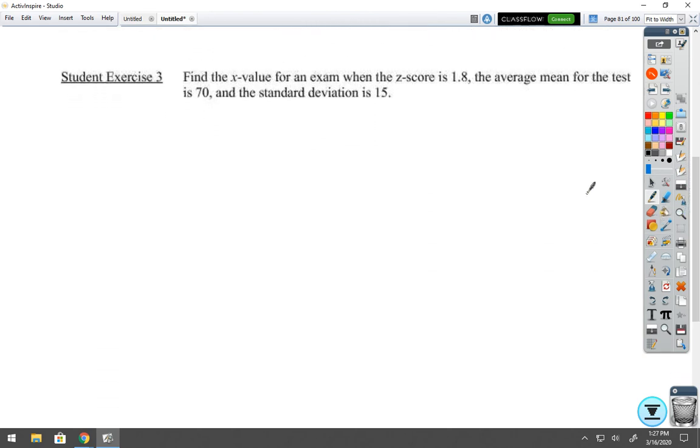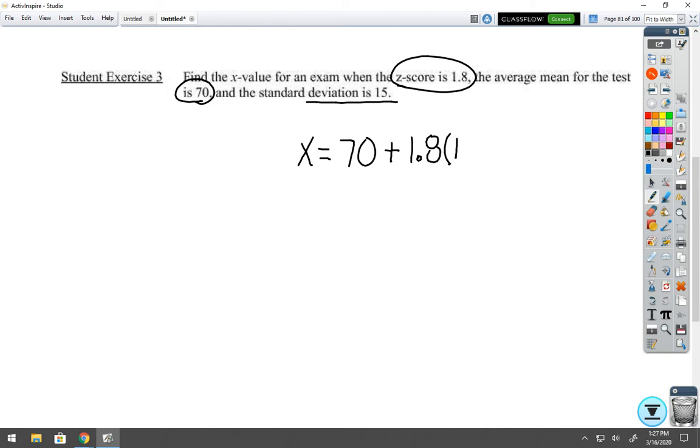Last one. Find the x value for an exam when the z-score is 1.8 and the average mean is 70 if you have a standard deviation of 15. Test score x equals 70, because that's my mean, added to my z-score, 1.8, multiplied by my standard deviation, 15. The score that I would expect to receive on the test was 97 on the standard distribution.